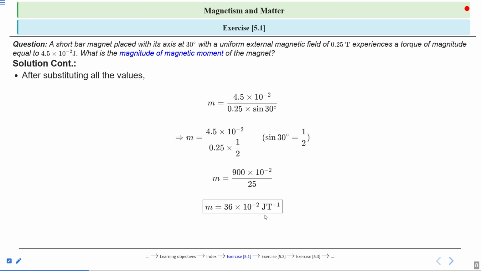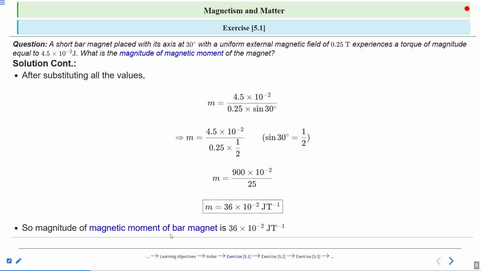Okay, so the unit of torque is Newton meter, or we can say joule also. Okay, so joule upon magnetic field, that is Tesla. We can write the SI unit as Newton meter per Tesla also. But joule per Tesla is also a correct unit. So the magnitude of magnetic moment of the bar magnet is 36 into 10 raised to the minus 2 joule per Tesla. Okay.